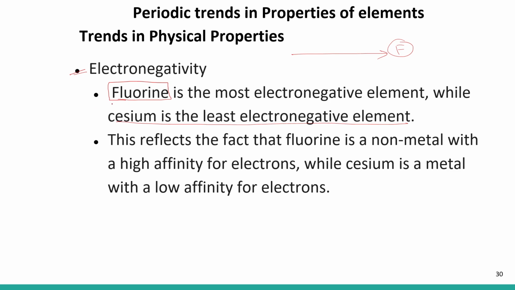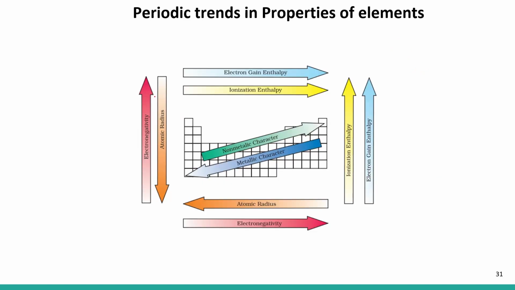Cesium is the furthest down in the group. If you see the periodic table, cesium is at the very bottom. So it has an easier tendency to lose electrons, which results in the least electronegative value. This reflects the fact that fluorine is a non-metal, as you already know, while cesium is a metal with low affinity for electrons. It has a low tendency to accept an electron.